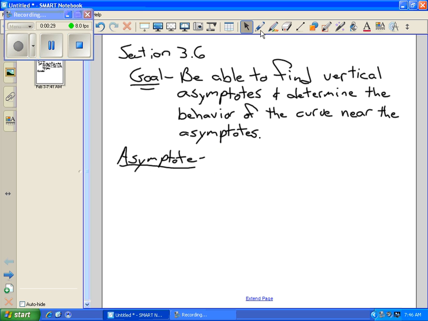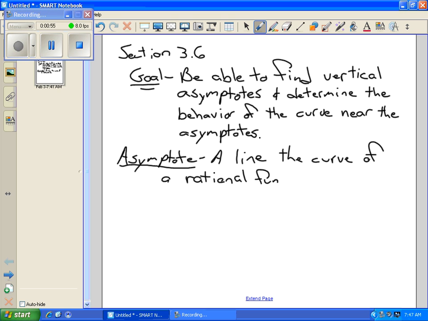It's a line that, let me write it down here for you. It's a line that the curve of a rational function approaches but never actually crosses. So let's write that down. It's a line that the curve of a rational function approaches but never actually crosses.